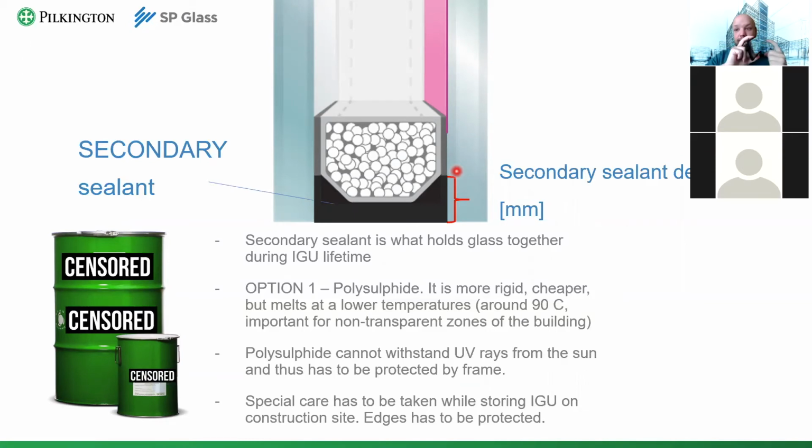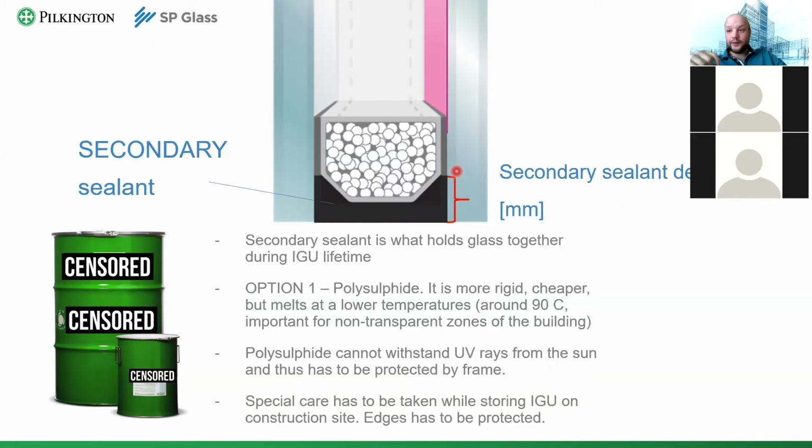This side, this glass, is held in place only by the tiny band of the secondary sealant. Now imagine if you have an IG unit, let's say of size 2 meters by 4.5 meters. And the outside is a 10mm glass, which is very heavy in this case.